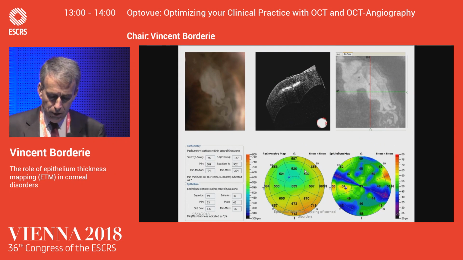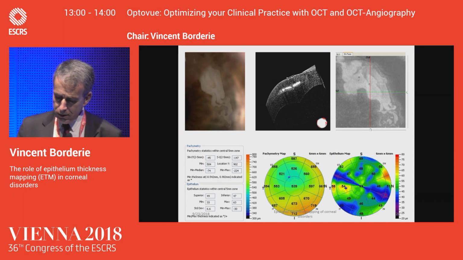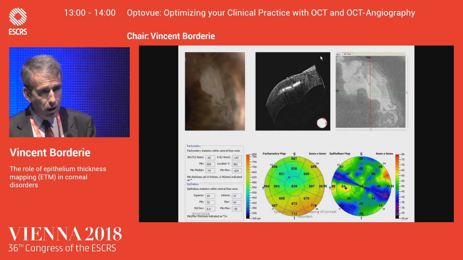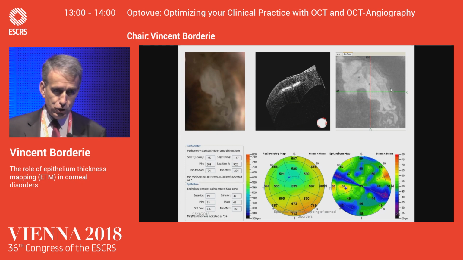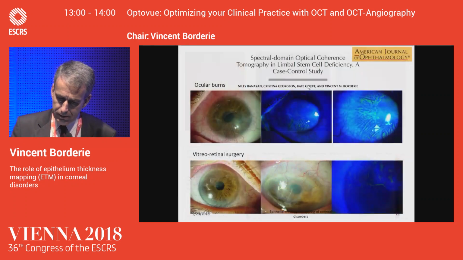For patients with refractive surgery, it's quite useful to follow them with OCT to monitor the epithelial and stromal thickness and also to diagnose early complications of refractive surgery. For instance, epithelial ingrowth: if you look at the epithelial map, you see that it's clearly abnormal, and you will take scans or en face imaging that will show you the epithelial ingrowth.